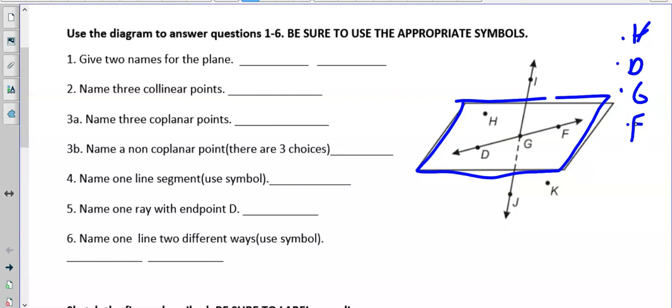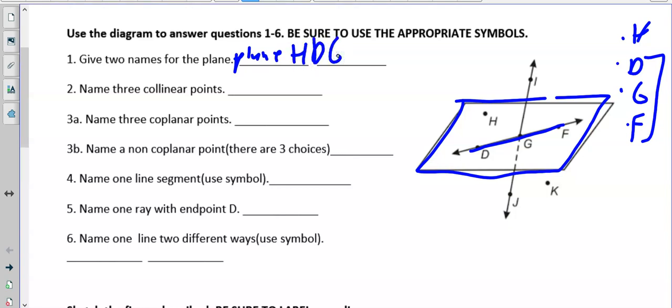We need to use 3 of these letters, but there is one restriction. See if you can get it in your head before I say it. We cannot use D, G, F together because those are also collinear. So you would not know if I'm talking about the line or the plane. So we cannot use these 3 together. But any other combination would be fine. So we can call it plane, and I'm not going to give every combination, but let's say just HDG.